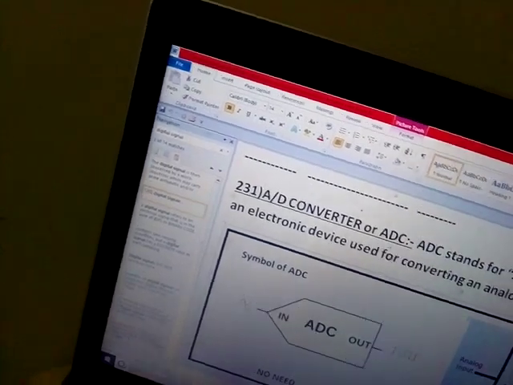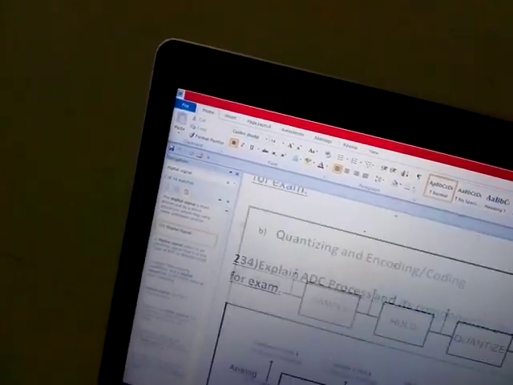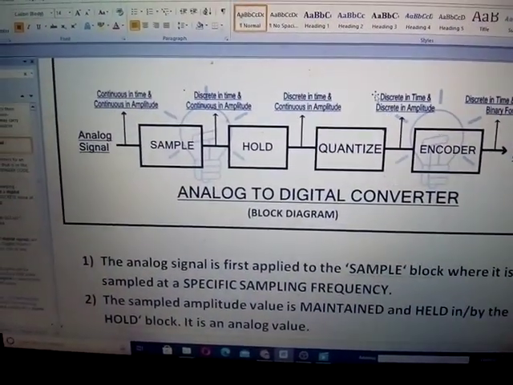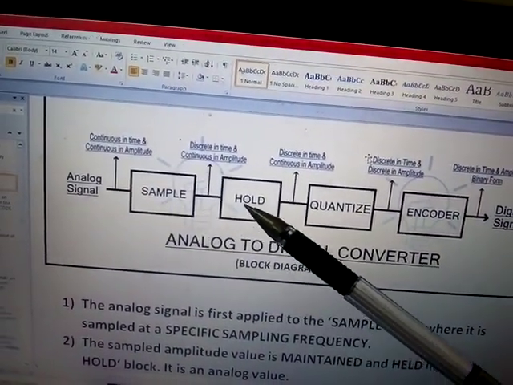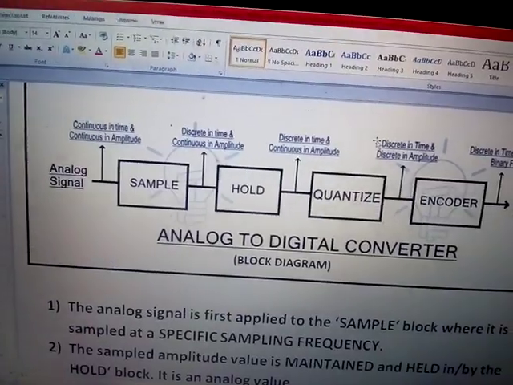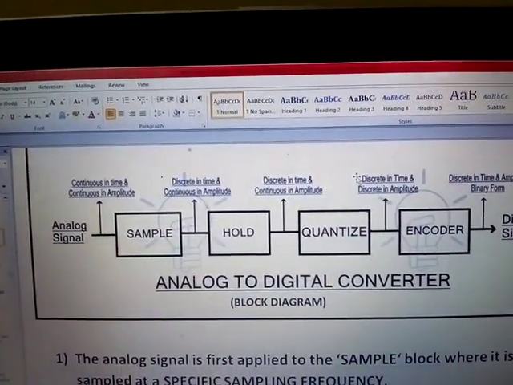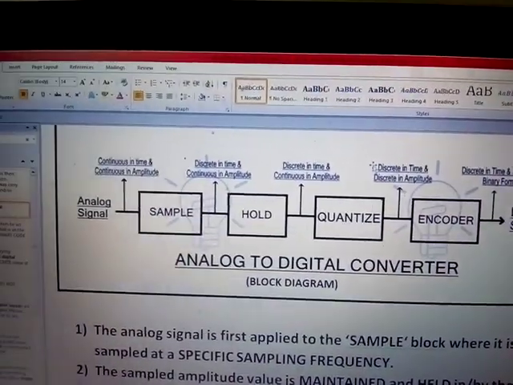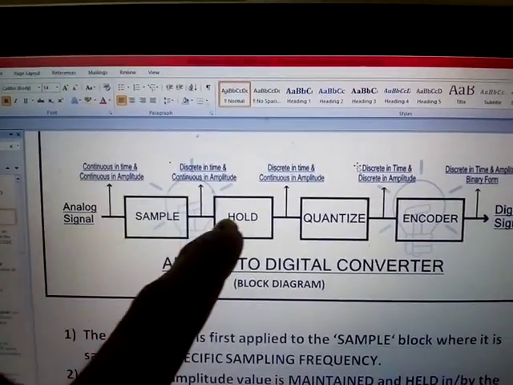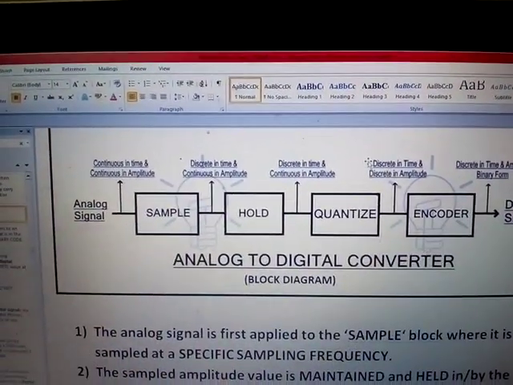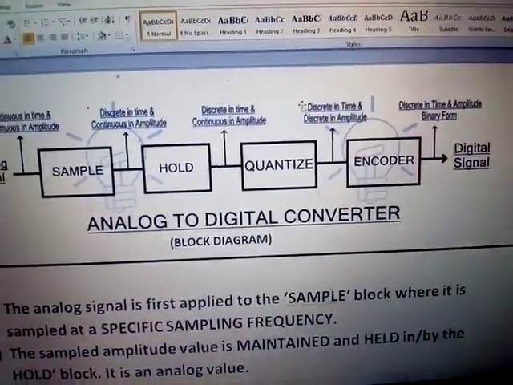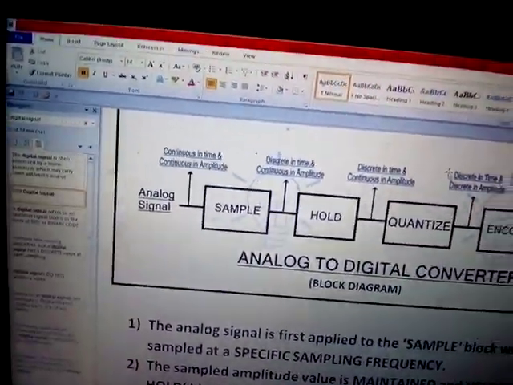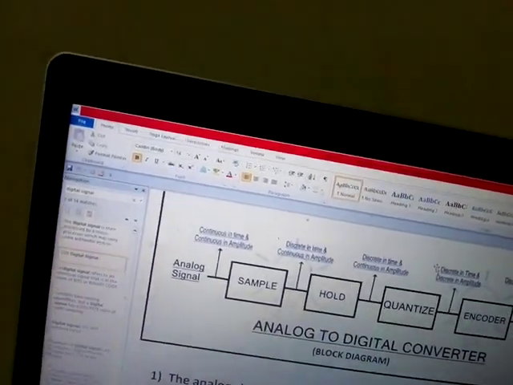Now we will see the block diagram. There are 4 main steps: sample and hold, quantize and encoding. Usually the first two will be done together, and the next two. First we will see the quantizing, then we will see the other things.